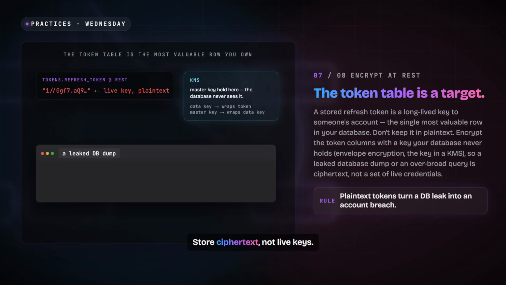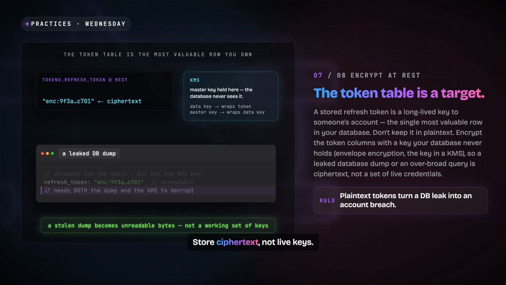Before we handle failure, handle theft, because we've now concentrated something dangerous. Every long-lived refresh token in that table is a durable key to a real person's social account. That table is, pound for pound, the most valuable thing in your database. So don't store the tokens in plain text, where a single leaked backup, an overbroad select, or a compromised read replica hands an attacker a pile of live credentials.